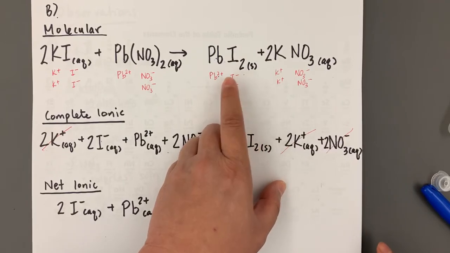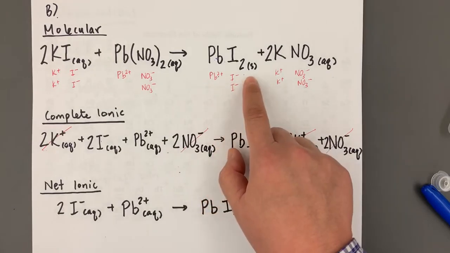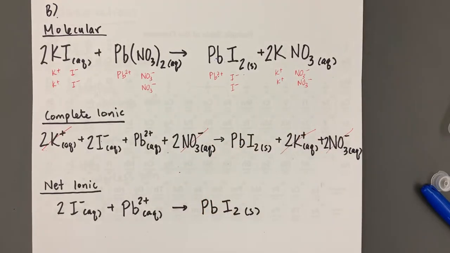Okay. Now, how do you know lead iodide is a solid? How did I predict that? If you had watched the lecture video, there is something called the solubility table. And on the solubility table, it says that iodide is soluble except when paired up with lead. So because normally it's soluble, the exception is a solid. So lead iodide is a solid based on the solubility table.